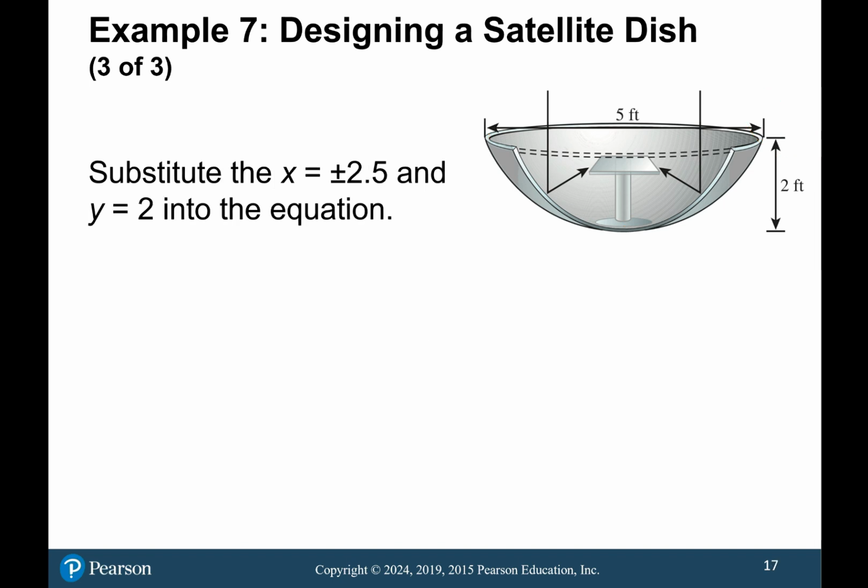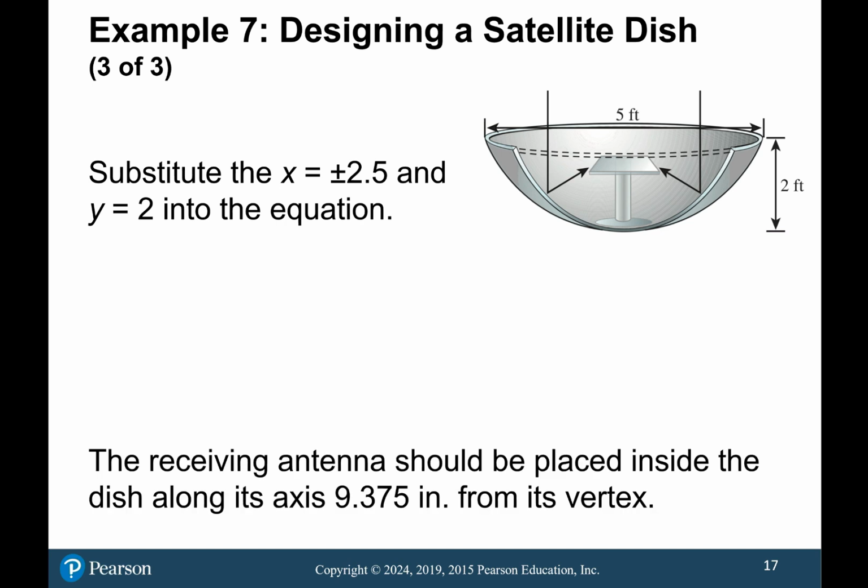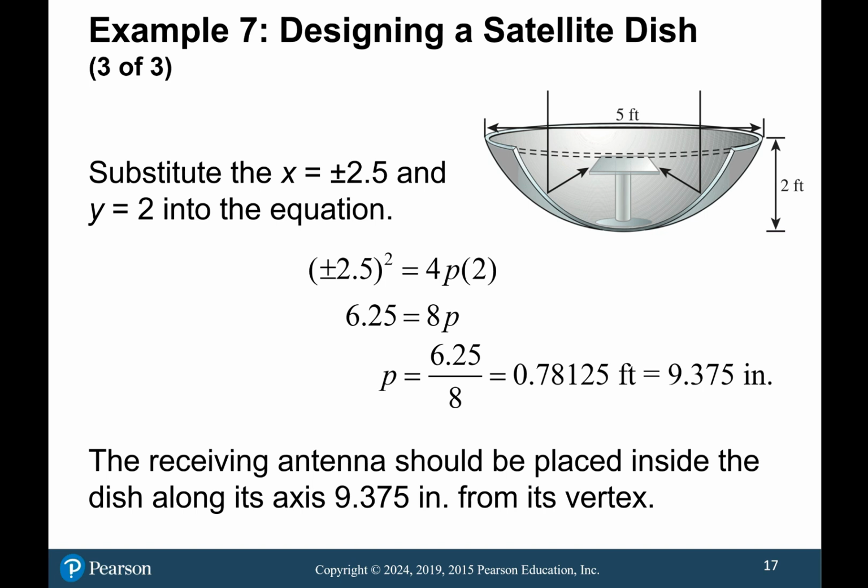So we substitute 2.5 for x and 2 for y into the equation. So x squared is equal to 4 times p times, well, y is 2. And it really doesn't matter if we substitute in 2.5 or negative 2.5 because we're going to square it. That'll give us 6.25 is equal to 8 times p. Divide both sides by 8. So the value there for p is 0.78125 feet.